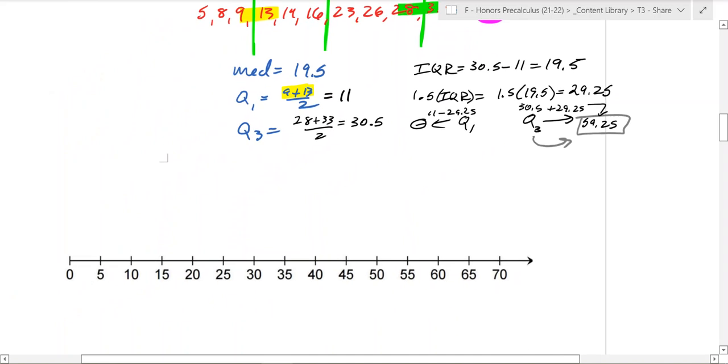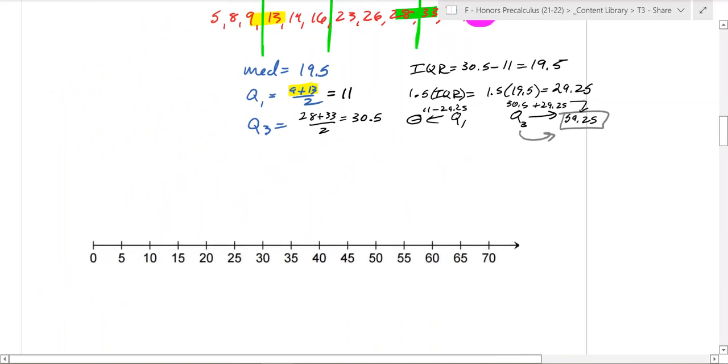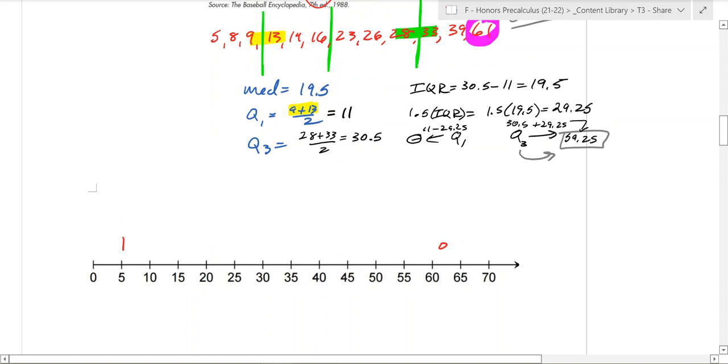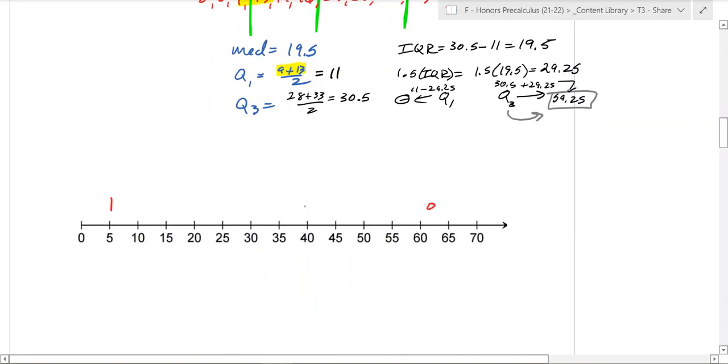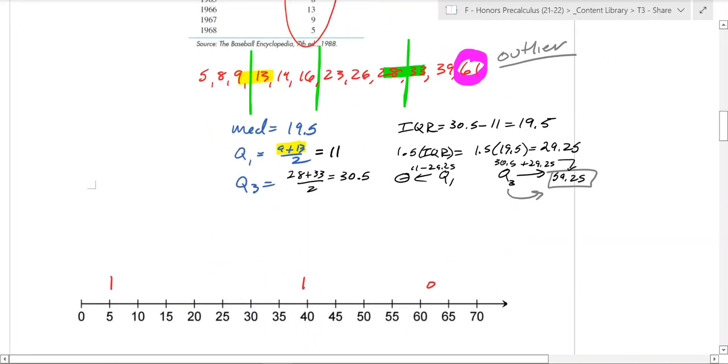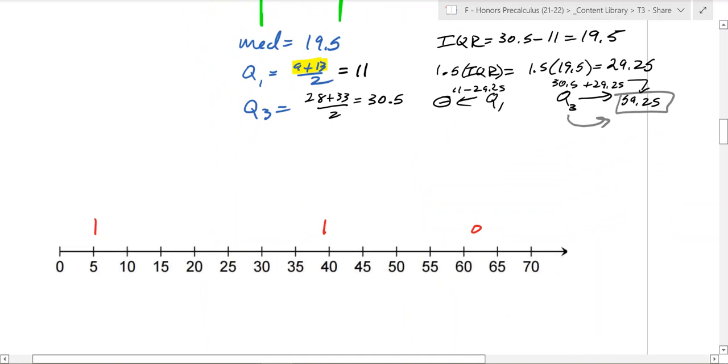So when we draw this box plot right here, we have our first value down here, which was 5, and then the highest one was 61, but that was an outlier up here. So the next one was, I think, 39 right there, so it's right about here. And then the first quartile was 11, so we do the longer one here. And then the third quartile is 30.5, which is right here.